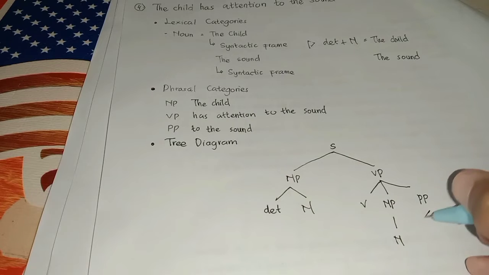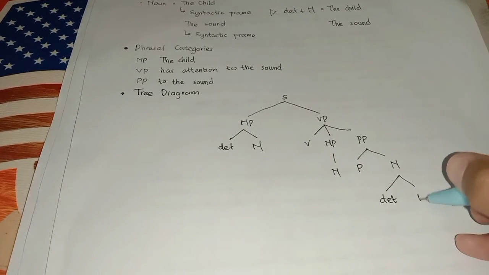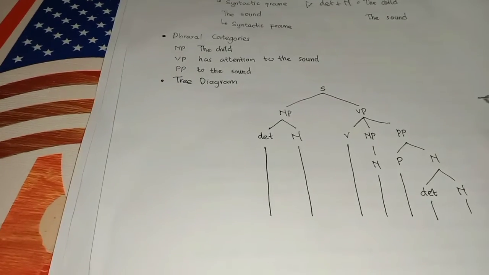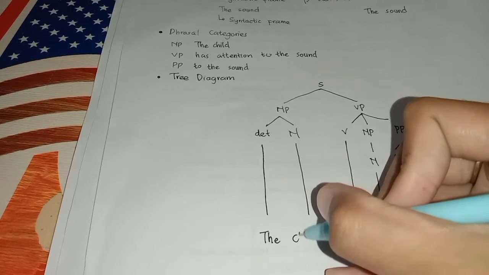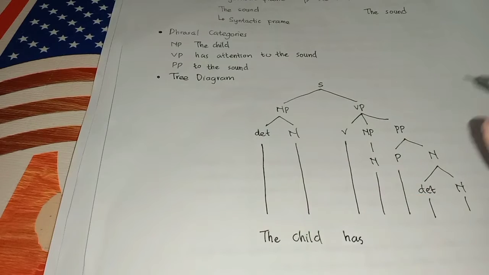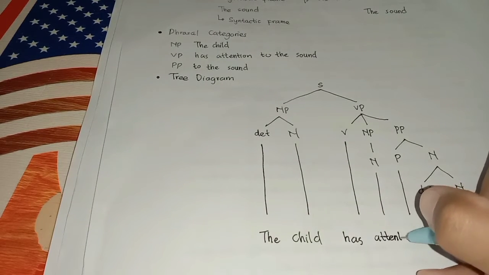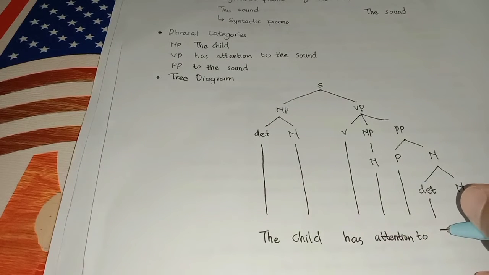The prepositional phrase we can divide into preposition plus noun phrase. The noun phrase is determiner plus noun. So that we can draw the line. Determiner is "the," noun is "child," the verb is "has," the noun phrase is "attention," the preposition is "to," determiner is "the," and the noun is "sound."